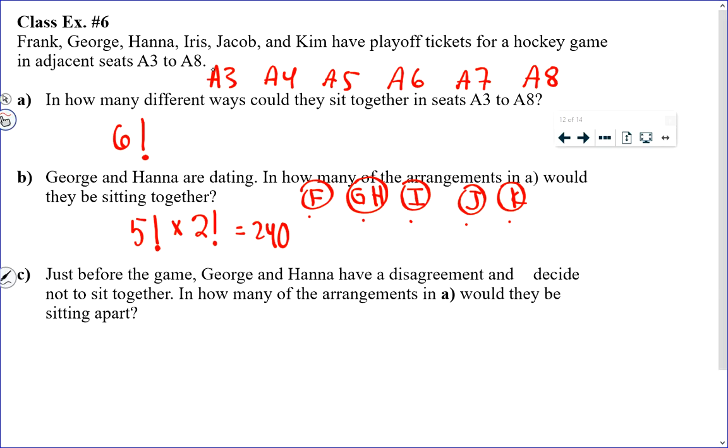Now, the final question, and you might be asked this question without being asked A and B. Just before they walk into the arena, George and Hannah get into a fight. They have an argument. They're really mad at each other. And you know what? They are not going to sit together. They cannot sit beside each other. The question is, how many ways can they all be seated now so they don't sit together? By the way, 6 factorial is 720.